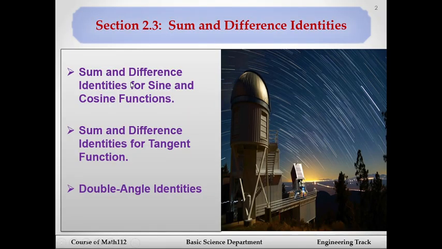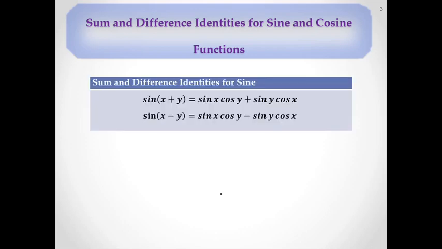Now we will see some sum and difference identities for sine and cosine functions, for the tangent function, and the double angle identities. Now let's check the sum and difference identities for sine and cosine functions.